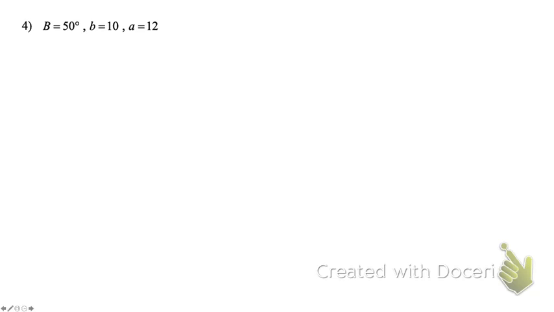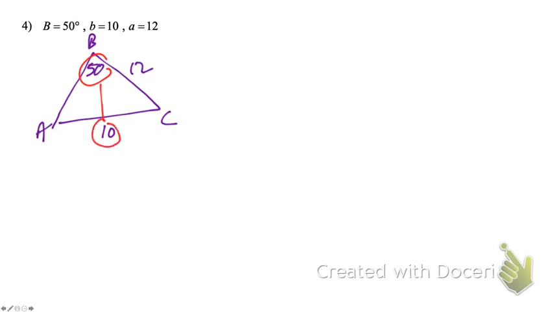Okay, so let's take a look at what we've got here and see what we remember. We have a triangle here. We have angle B is 50, side B is 10, and side A is 12. Again, whenever we see an angle and a side opposite of it, that gives us the go-ahead to do law of sines. We could set up the sine of 50 degrees over 10. And what could we find? Well, we could find angle A, sine of angle A over 12.